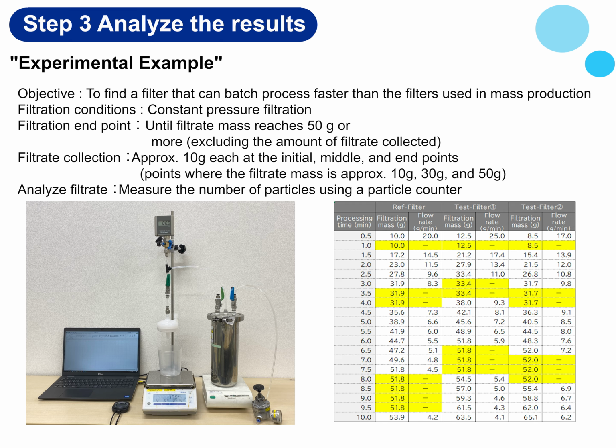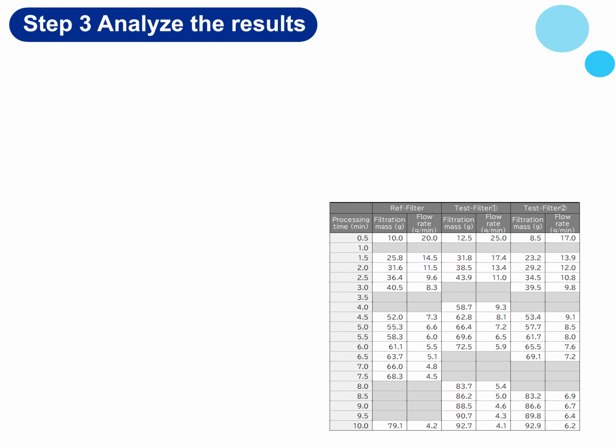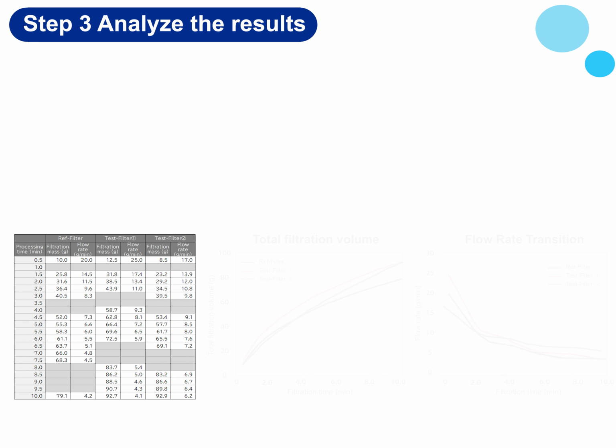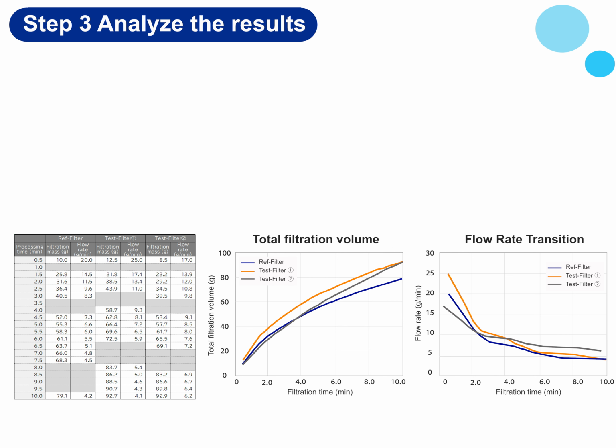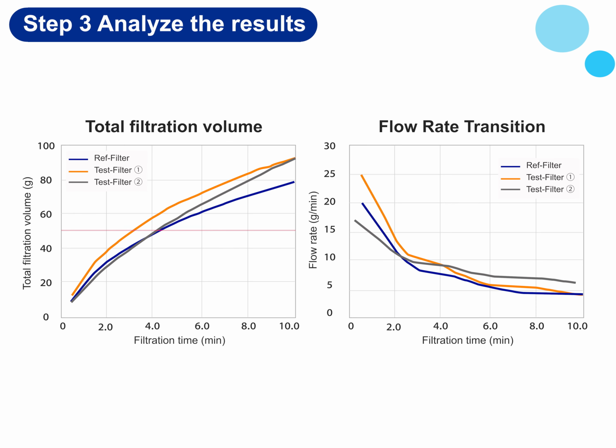This is how the experiment was conducted, and the results recorded are organized. The yellow area in the table is a timing when the filtrate was collected, so the filtrate mass has not changed. Taking into account the amount of filtrate collected, the actual amount processed is shown in this table, and plotting each value produces a graph like this. From the graph of total filtration volume, it can be seen that test filter 1 was the fastest in processing 50 grams. Test filter 2 is at the same level as the reference filter, but the subsequent decrease in flow rate is small, suggesting that it has extra capacity.